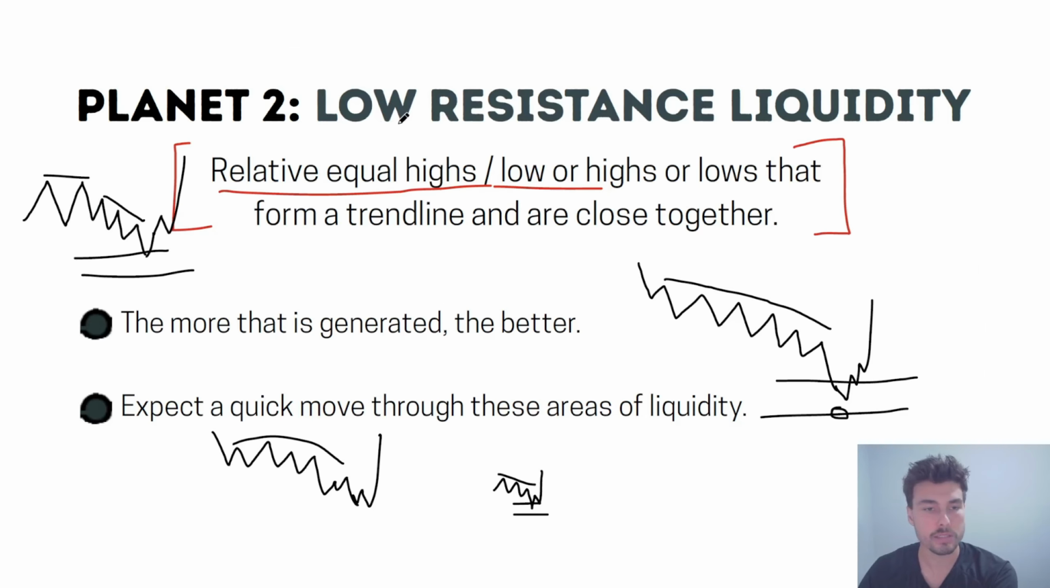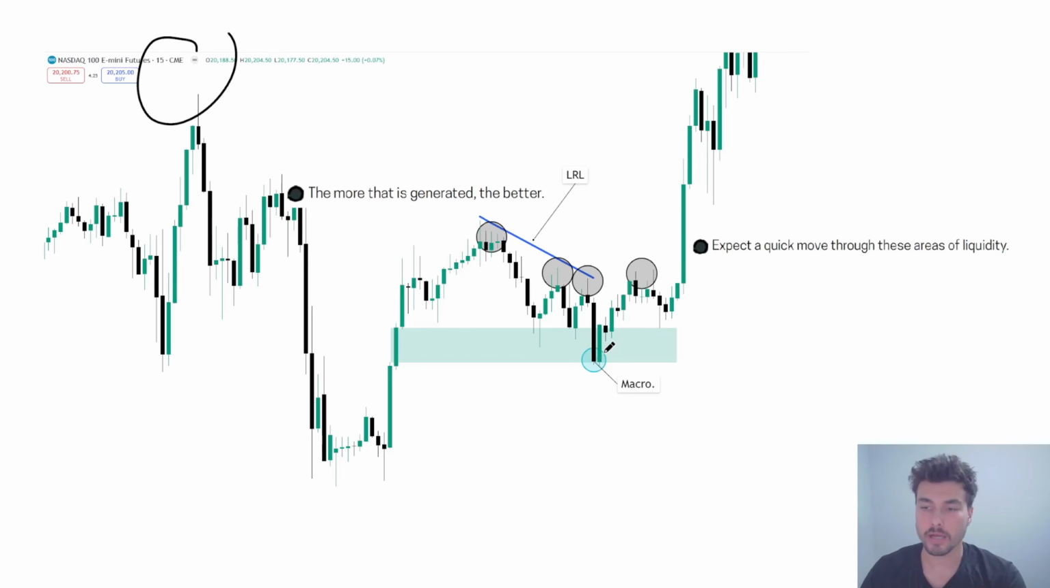Planet number 2 is low resistance liquidity. So we're combining the 2 now. We've got a 15-minute fair value gap, we've got a macro, and we've got this low resistance liquidity. Now, can you see how we've got these highs very close together, and then this high, and then this high? There's stacked low resistance. So we expect a quick move through those points. And do we get that?